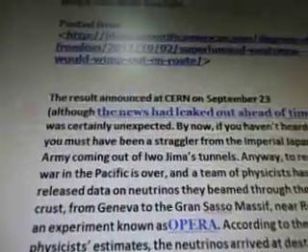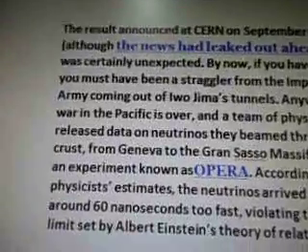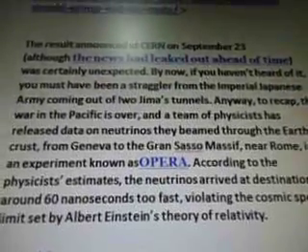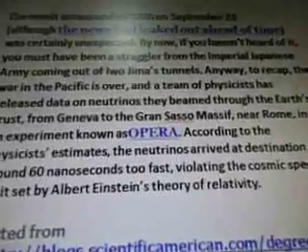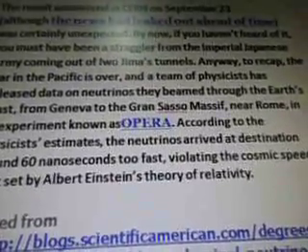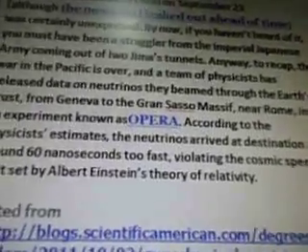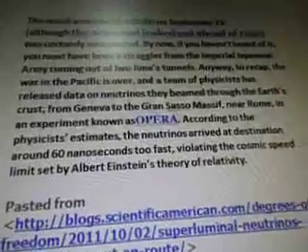The result announced at CERN on September 23rd, I believe this is 2011, although the news had leaked out ahead of time, it was certainly unexpected. By now, if you haven't heard of it, you must have been a straggler from the Imperial Japanese Army coming out of Iwo Jima's tunnels. Anyway, to recap, the war in the Pacific is over, and a team of physicists has released data on neutrinos they beamed through the Earth's crust from Geneva to Gran Sasso Massif near Rome, in an experiment known as ALEPH. According to the physicists' estimates, the neutrinos arrived at their destination around 60 nanoseconds too fast, violating the cosmic speed limit set by Albert Einstein's theory of relativity. Okay, so that's where it came up.